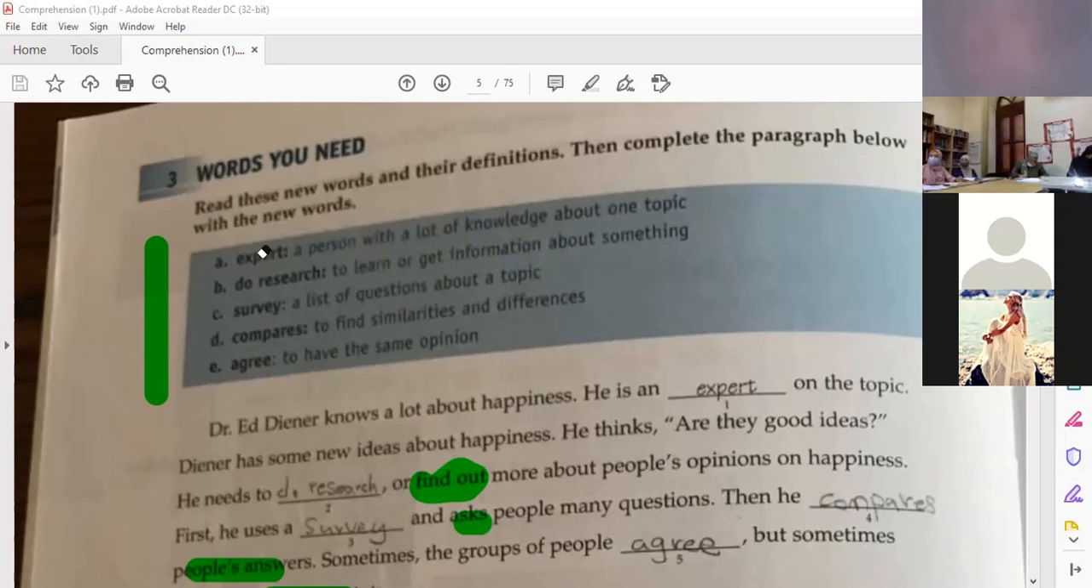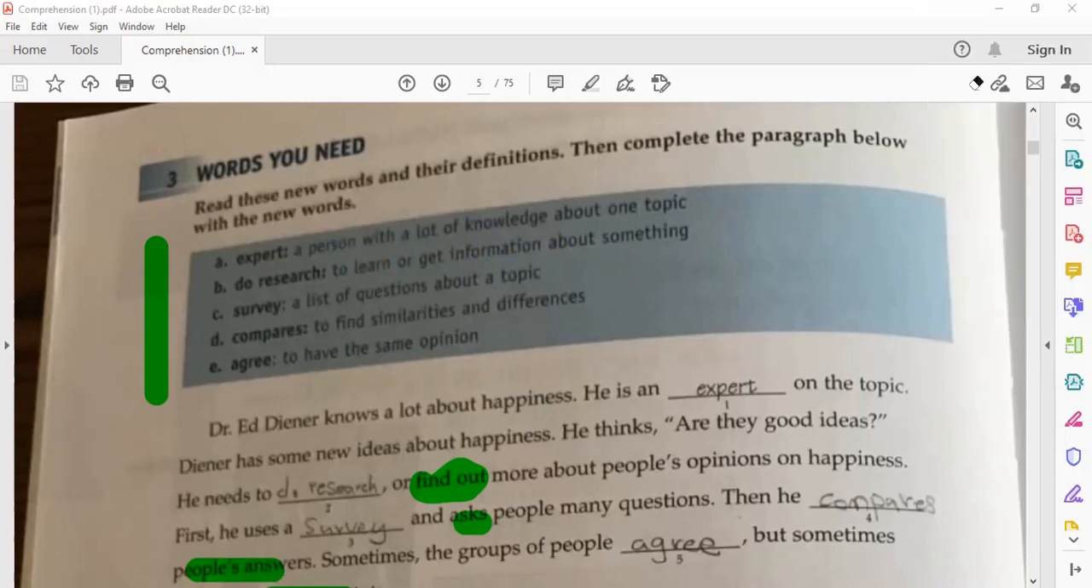We have compares. So what is the word compares here? The word compares is a verb, means to find the similarities and differences, اختلافات. What do we mean by similarities? تشابهات. Okay. So to compare, to find what? Both similarities and differences. It is the opposite of what? Contrast.